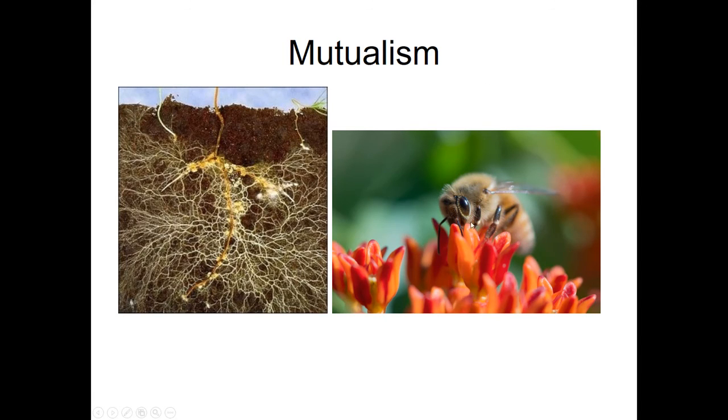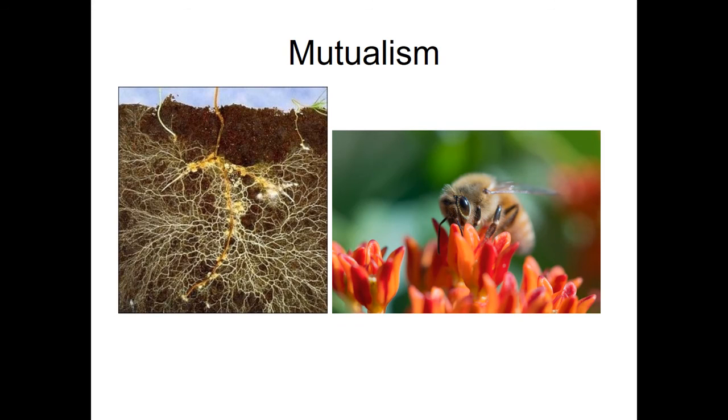This insect is getting food reward in the form of nectar or pollen from the flower, and the flower is benefiting because this insect is spreading around its pollen, which are the male gametes, allowing it to reproduce. Other examples would include things like frugivores, which are fruit eaters, that will eat fruits with seeds in them, and the animal benefits because they're getting food, and the plant benefits because that animal is spreading its seed around.